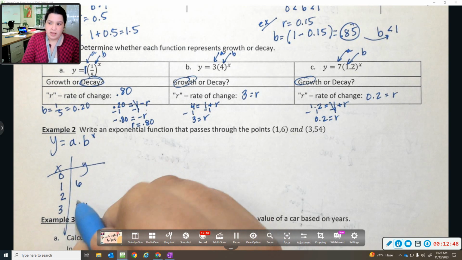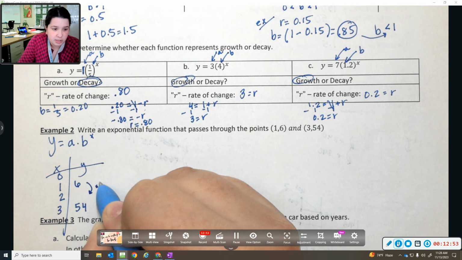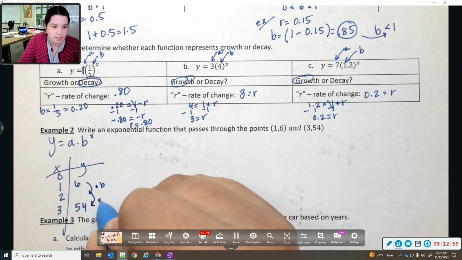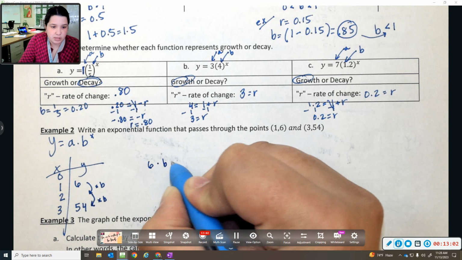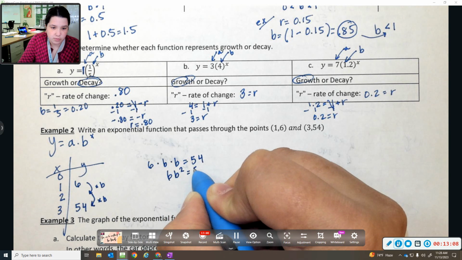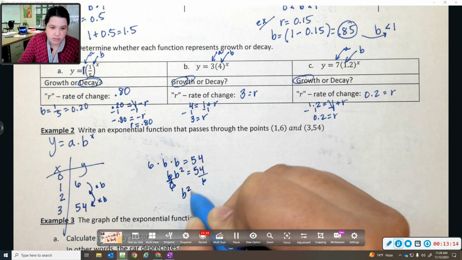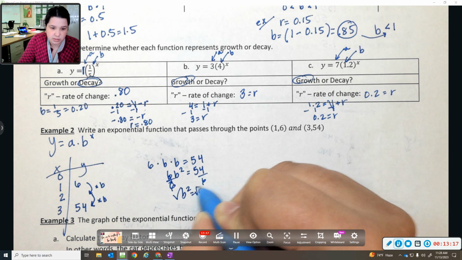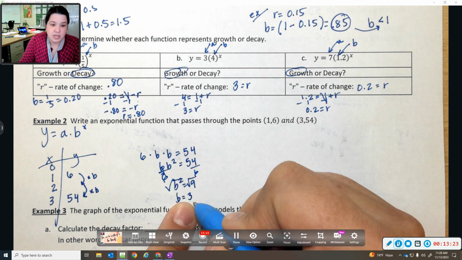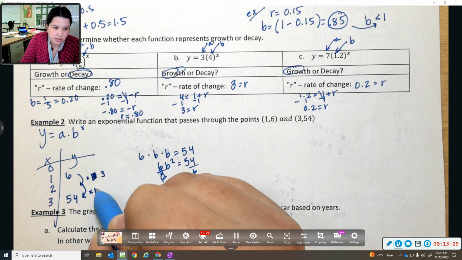So if I do this, I know I'm going to have times b. I'm going to get whatever 2 is, and then I'm going to take that number and multiply by b again. So we are going to have 6 times b times b equal to 54, which is 6b squared equal to 54. I'm going to divide both sides by 6. B squared is equal to 9. I'm going to take the square root because that is the inverse of squaring something. So b is equal to 3. All right, so that means I'm multiplying by 3 each time. So instead of times b, this is times 3.